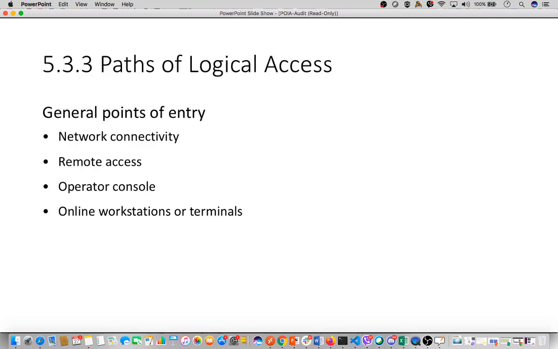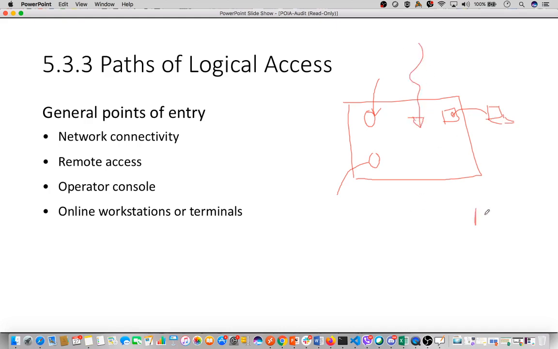Then you have other parts of logical access which you have to understand. When you look at an organization, there are a lot of ways of entering into an organization. Those are the logical access pathways. Somebody can connect to the network through a VPN or remote access, or you can directly log into a switch or a router through the operator console. That's another way of logging in, and also online workstations and terminals. These days you can have cloud access, and even through terminals like phones you can access. So all these possibilities are there.